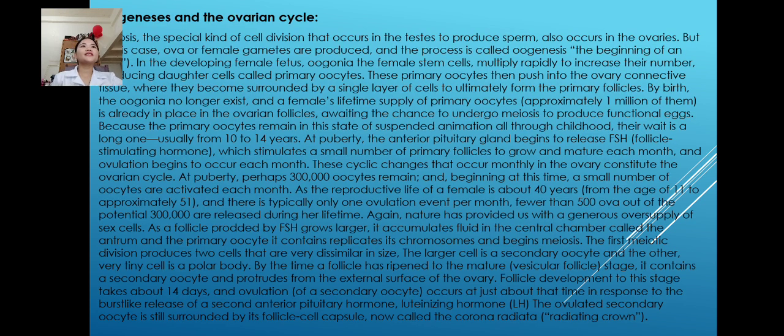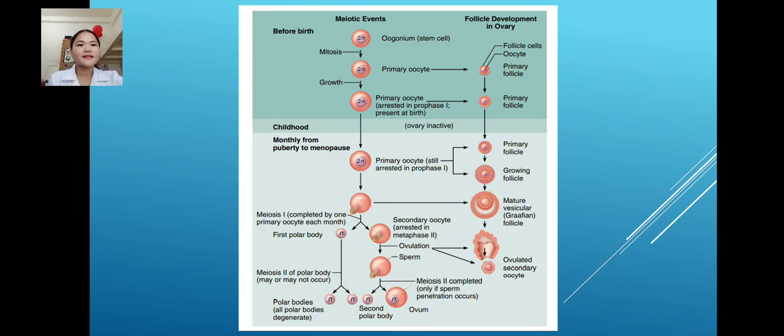So, oogenesis and the ovarian cycle. Meiosis is the special kind of cell division that occurs in the testes to produce sperm. It also occurs in the ovaries, but in this case, ova or female gametes are produced and the process is called oogenesis, the beginning of an egg. This process is shown here. This is the process of oogenesis, or the ovarian cycle.